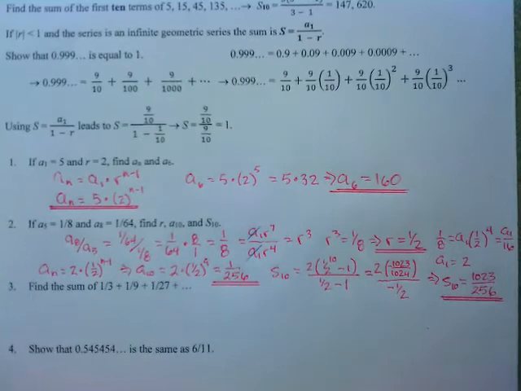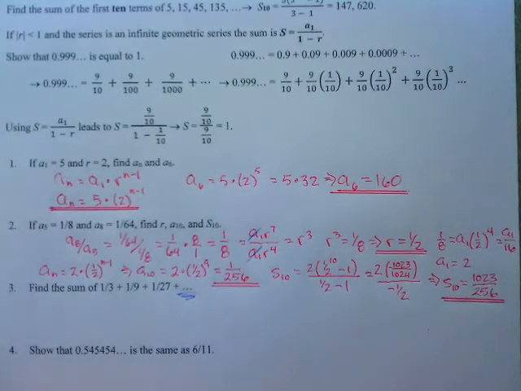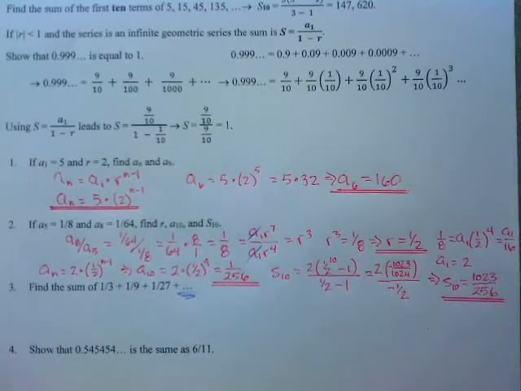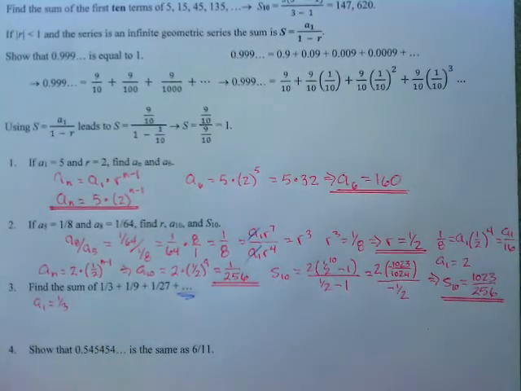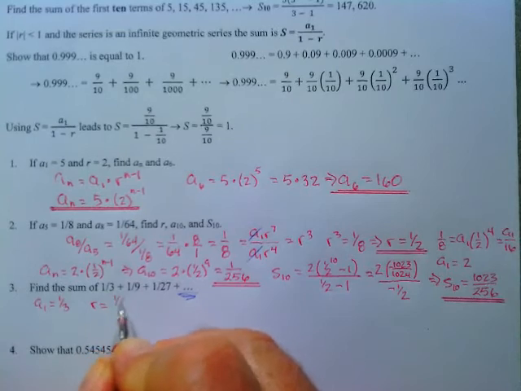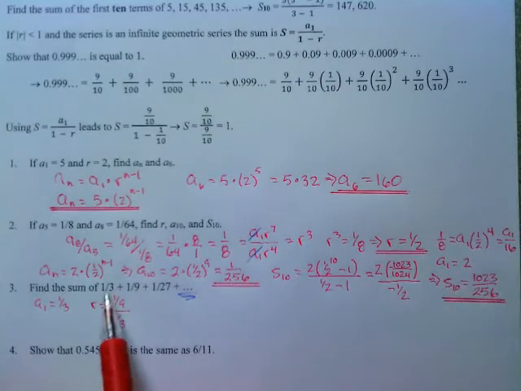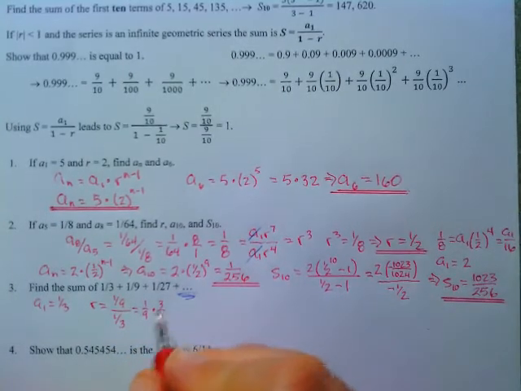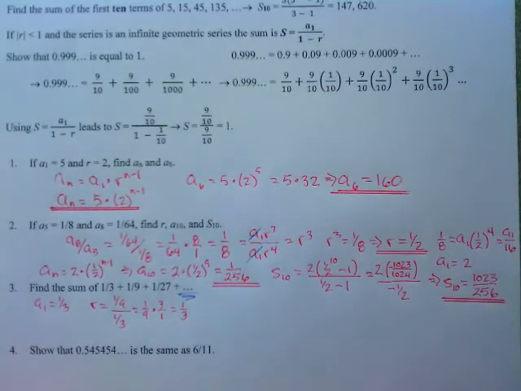All right, and number 3 here, we have an infinite sum. I know that it's an infinite sum because of what I see right there, dot, dot, dot. 1/3, 1/9, 1/27. So first off, I know that A1 is 1/3. And then to find R, I can simply do R is going to be equal to 1/9 over 1/3. In other words, I can take anything in the series and then divide it by the one before. So of course this will be 1/9 times 3 over 1. 3 divided by 9 is 1/3. So my R is 1/3.